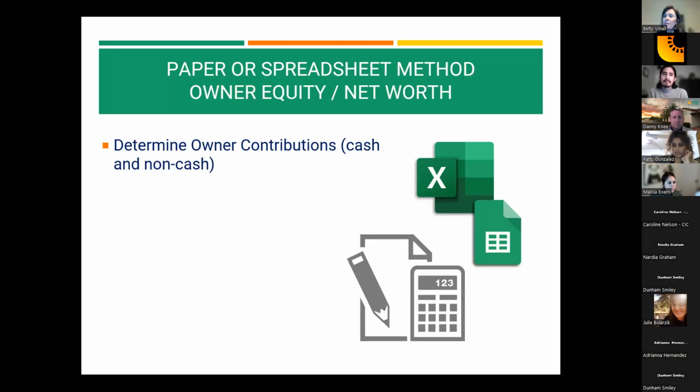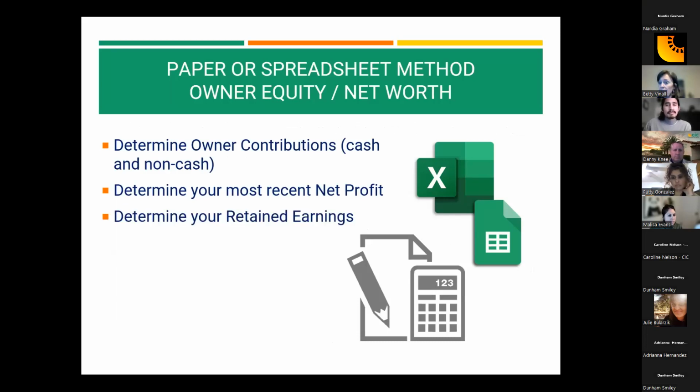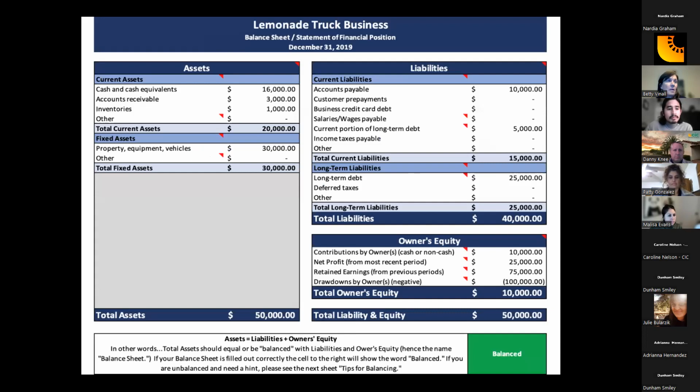So on the paper method, again, we're determining the cash and non-cash for equity, our most recent net profit, and determining our retained earnings, which is the summary of the years before the current year. Then we determine what the owners have taken out of the business, and that is the equity section.